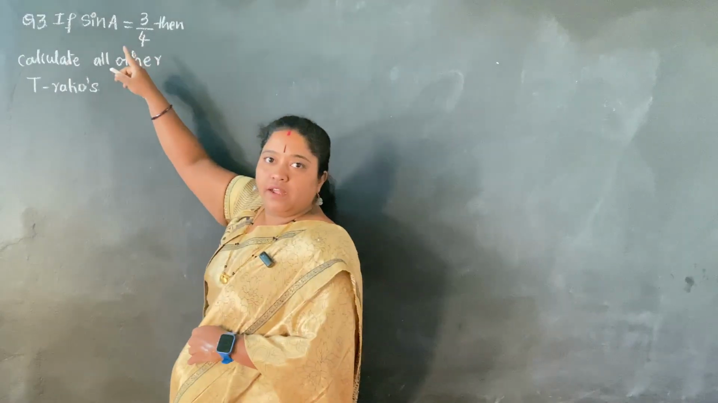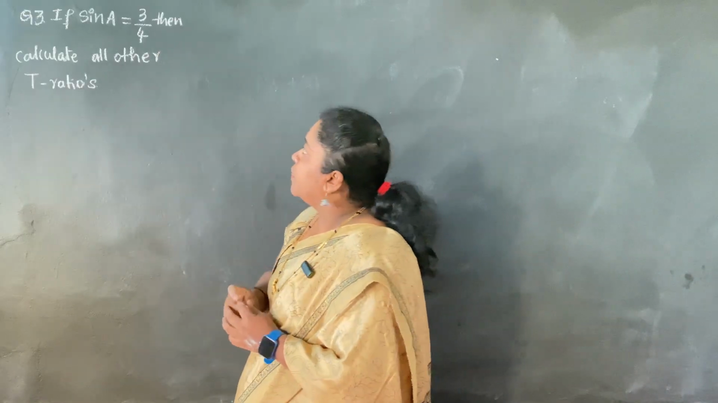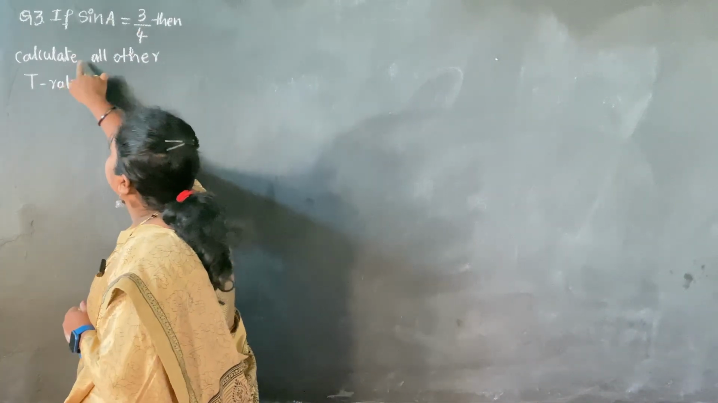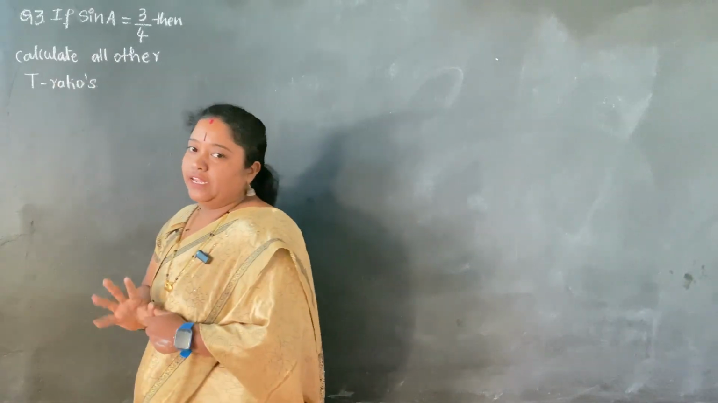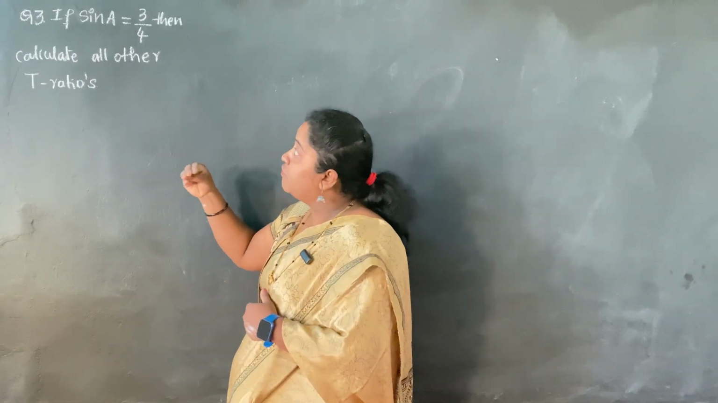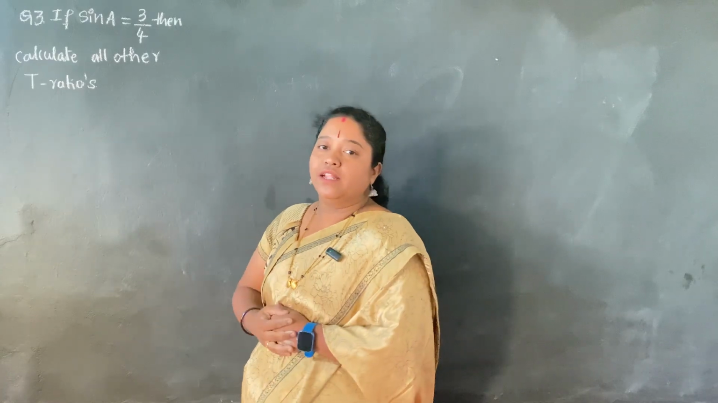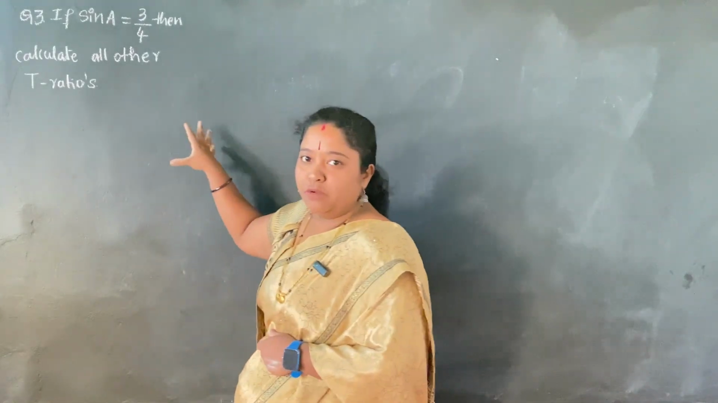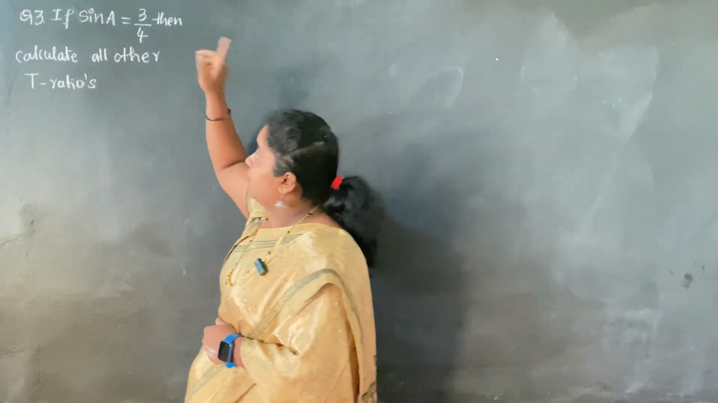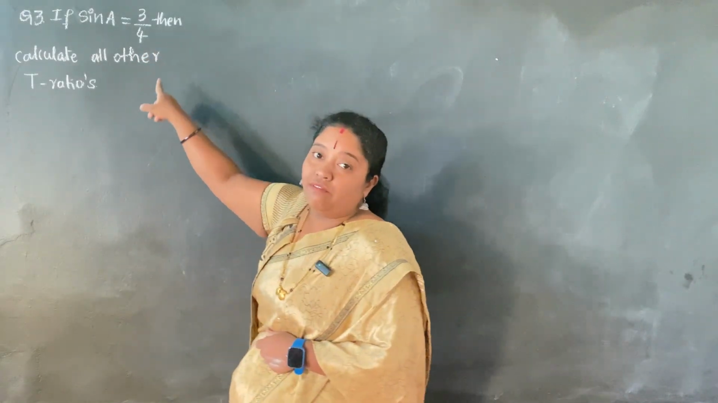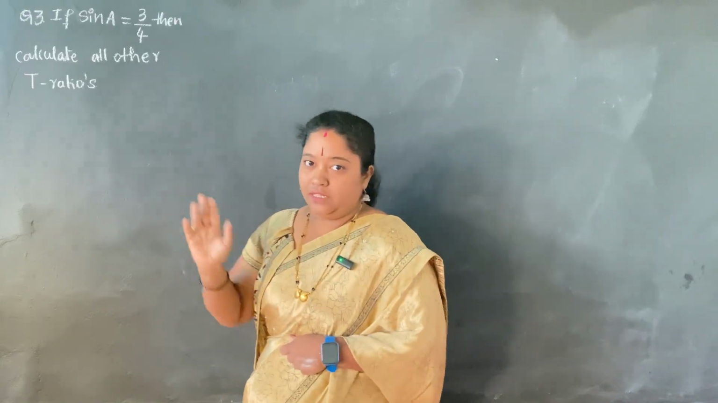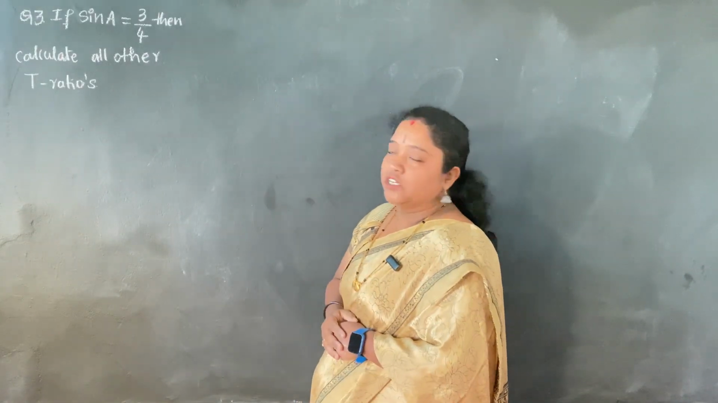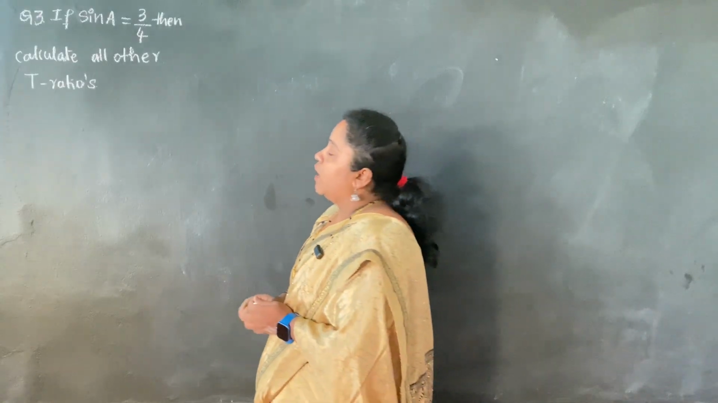So the next question is, if sin A is equal to 3 by 4, then calculate all other trigonometric ratios. Now the question pattern is a little different from the previous one. In the previous one, they had given you the value in the diagram. But now they have given you one of the trigonometric values and you need to find all the other functions: cos, tan, cot, sec. Now dear, how to find?